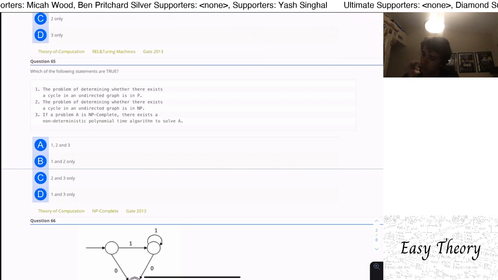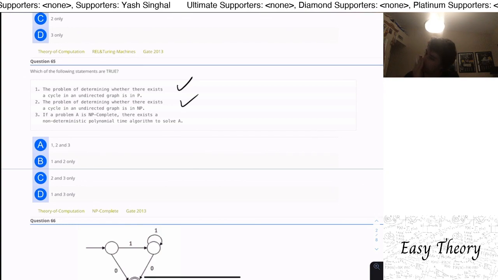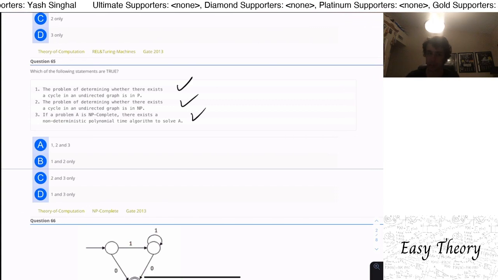The problem of determining whether there exists a cycle is in P, so that's true. Which of these is true? Okay. Determining whether it exists a cycle is in NP. Yep, that's true. For problems NP complete, there exists a non-deterministic polynomial time algorithm to solve it. Yep, so that's true. So all 3 are true.